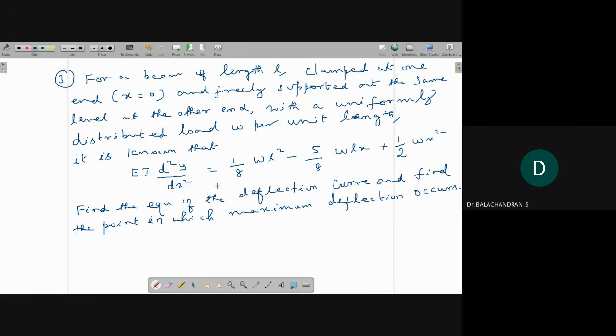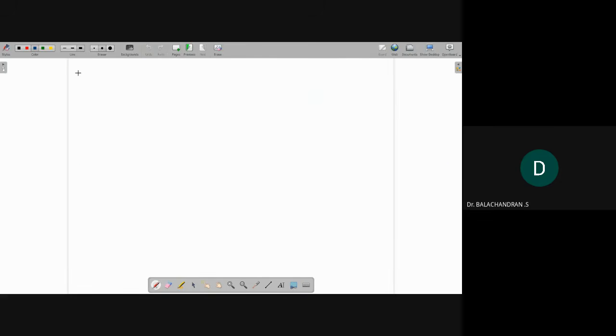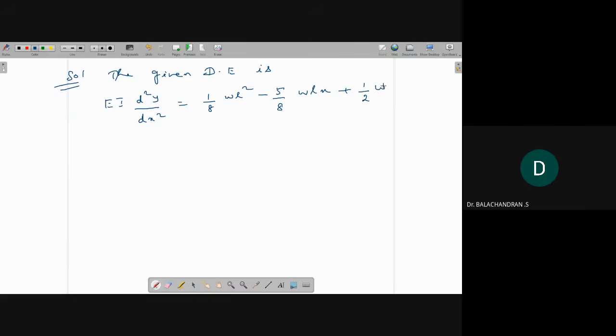Okay. So the given differential equation is EI d square y by dx square, which is equal to 1 by 8 omega L square minus 5 by 8 omega Lx plus 1 by 2 omega x square. I call this equation 1.